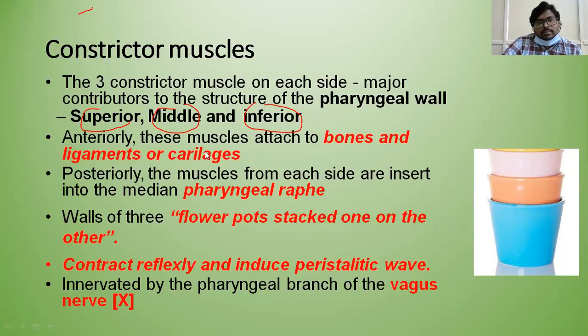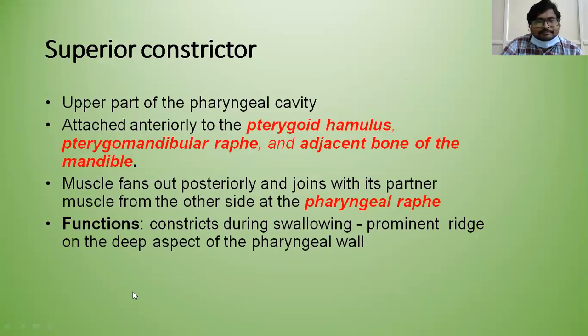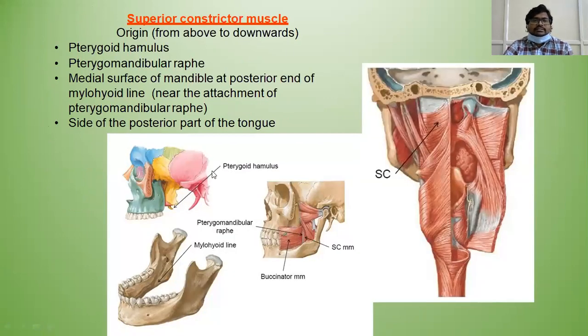The main function of the constrictor muscle is to contract reflexly to produce a peristaltic wave during deglutition and push the food bolus downwards towards the esophagus. The main nerve supply is by the vagus nerve. Now coming to superior constrictor muscle. The superior constrictor muscle has the following anterior origins from above downwards.